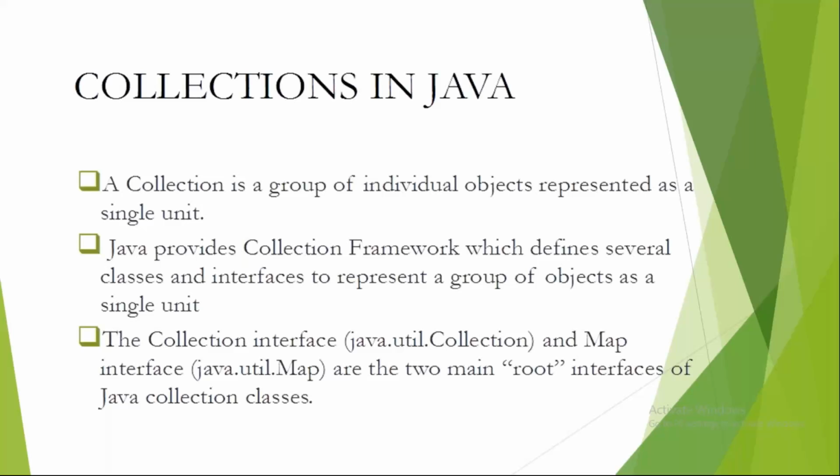So, collection. A collection is a group of individual objects represented as a single unit. If you have a group of objects, they may not be just strings or integers or floats. They can be a human, a toy, a car, a bunk bench. Java provides collection frameworks that define several classes and interfaces to represent a group of objects.